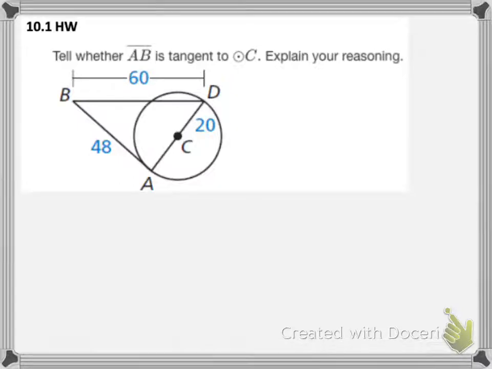Alright, so we're going to start the review at 10.1. Tell whether segment AB is tangent to circle C. So in order for it to be tangent, the line and the radius must be perpendicular.